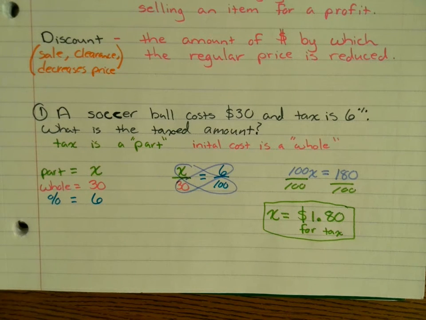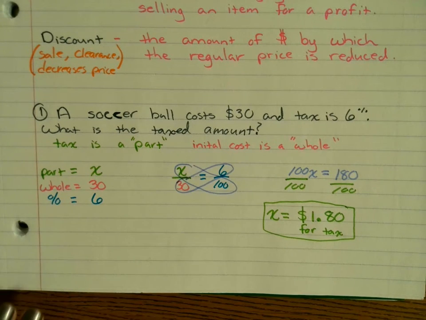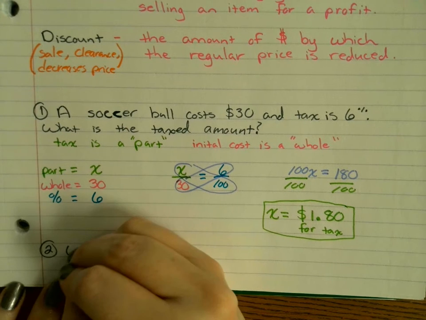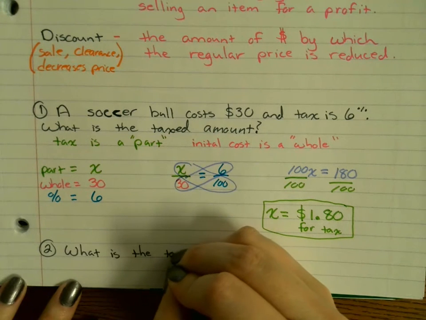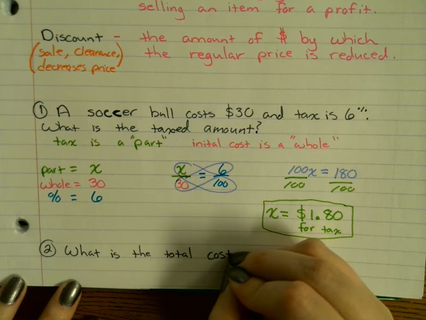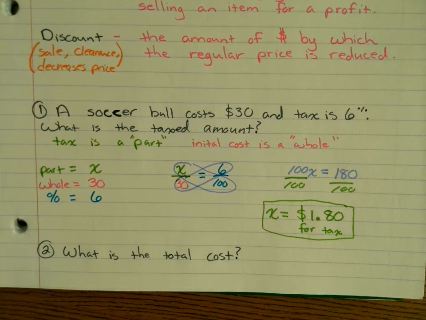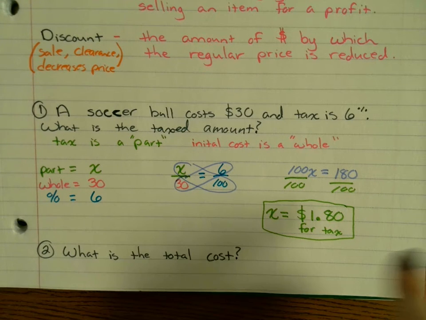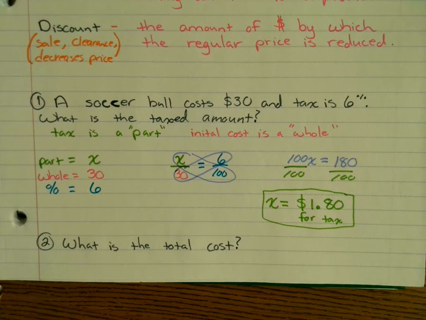So now this is based off of the fact that the question says, what is the taxed amount? But what if the question said, what is the total cost? So instead of it saying, what is the taxed amount? What if I said, hey, we've got a soccer ball that's $30 and tax is 6%. What's the total cost of the ball? Or how much are you going to pay for the ball? What would we do once we found the taxed amount? What are you going to do with the tax amount?